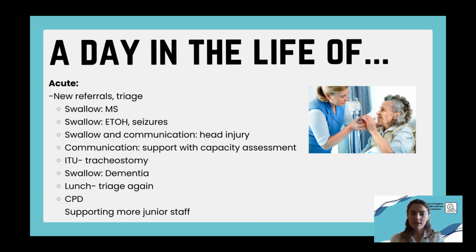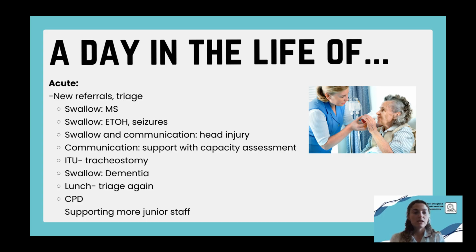So then when we're prioritizing the referrals, we'll be thinking about, if that patient is nil by mouth, have they got a route of nutrition, like have they got a tube in their nose, so an NG tube to help with nutrition and hydration, and if they haven't, then obviously they're going to be a priority for us, because that patient has got no means to have any nutrition and hydration until we come and give a speech therapy assessment.